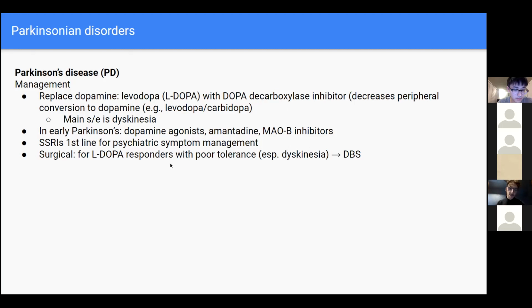And then once there are anxiety and depressive symptoms, you can give SSRIs to patients for symptomatic management. And then later on, once people are still responding to L-DOPA, but their tolerance of the increasing doses is getting worse and worse, they could be surgical candidates. Essentially what's done is deep brain stimulation for Parkinson's disease, but only in those who are still responding to levodopa.